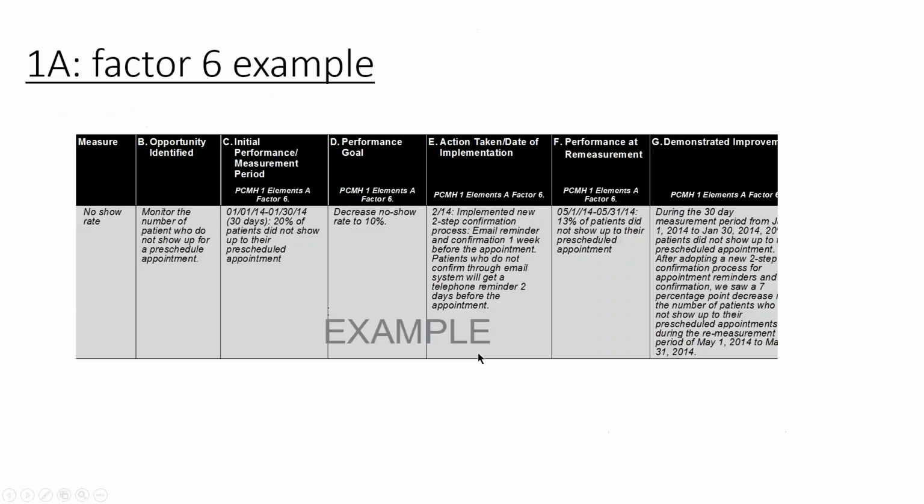On the next slide, you'll see a little example of this, and this template, how this is laid out, is available to put in your information. But again, they're only looking for you to select one opportunity to improve access and at least one action that you took to create greater access. So you can see here that this example looked at no-show rates, and their opportunity there in column B is monitoring the number of patients who do not show up for their scheduled appointment. And then in column E there, the action that they took, which for them was a reminder process. And then you can see there the performance at remeasurement and how they followed through with that action.